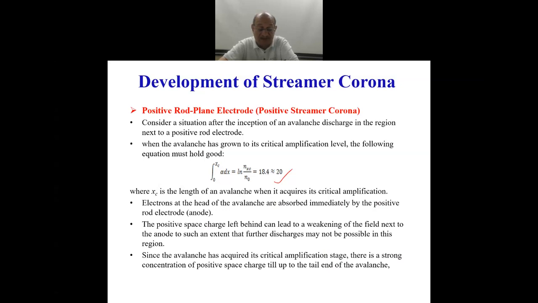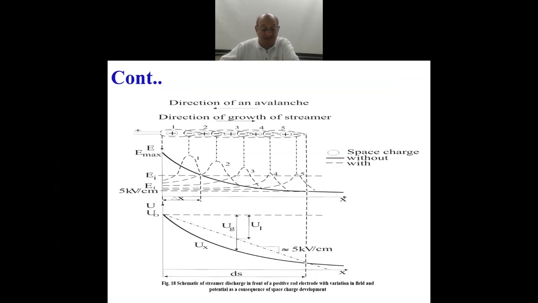Electrons at the head of the avalanche are absorbed immediately by the positive rod electrode, as in the case of star corona. The positive space charge left behind can lead to a weakening of the field next to the anode to such an extent that further discharges may not be possible in this region. Since the avalanche has acquired its critical amplification, there is a strong concentration of positive space charge up to the tail end of the avalanche. That is what you see here.